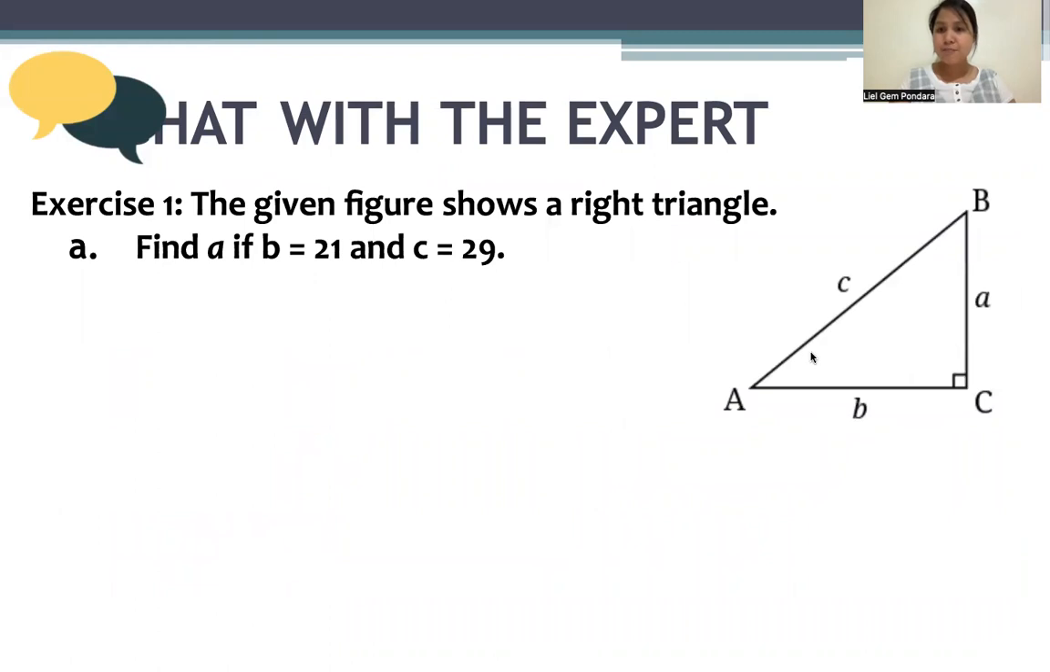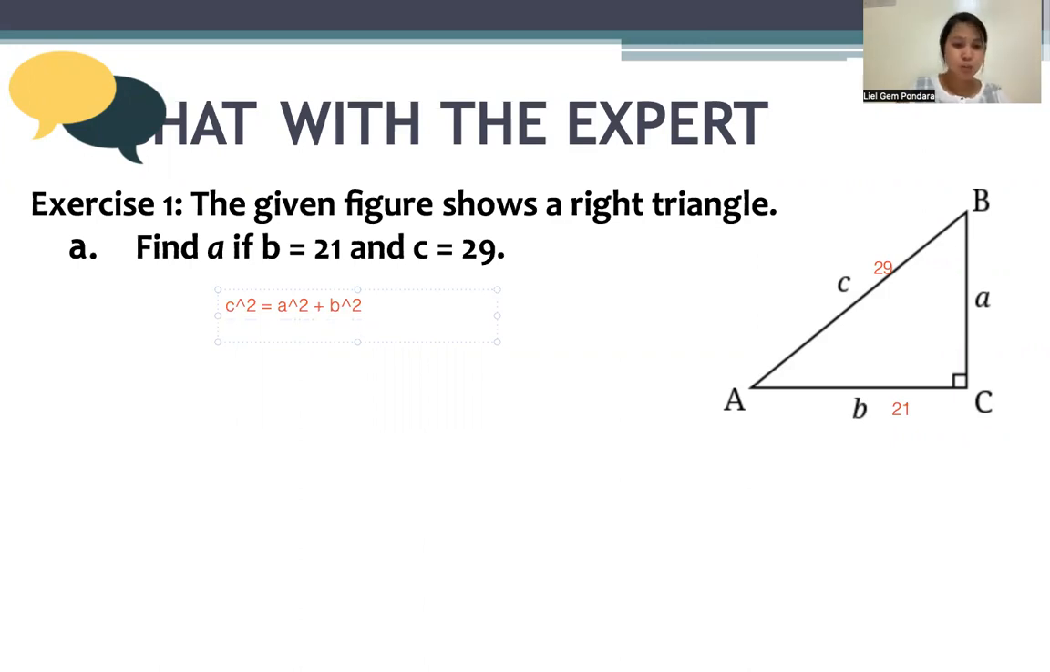Find A if B is equal to 21 and C is equal to 29. So base here, B is 21, C is 29. And we are looking for the value of A. So let's start solving. Sorry, I don't have my pen, so I will just use the caret sign to show you the squares. Now let's start. Ready? Remember that c squared is equal to a squared plus b squared.